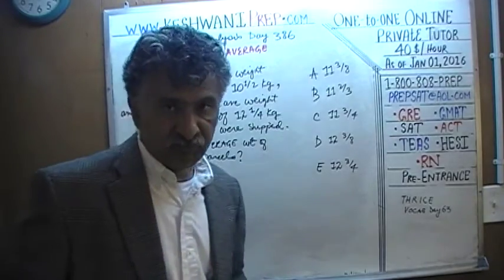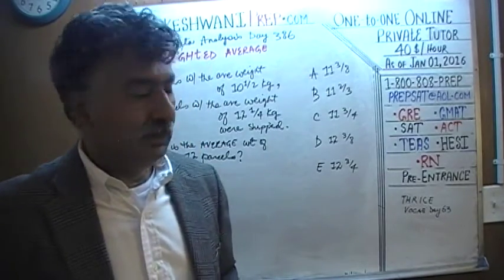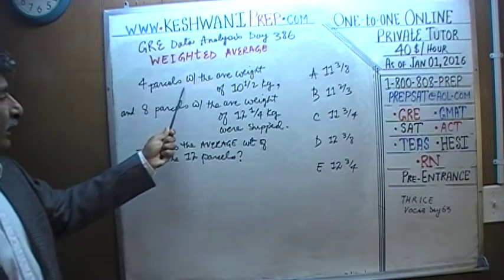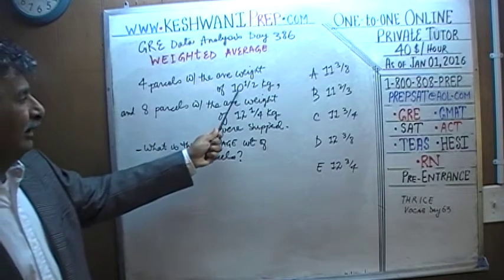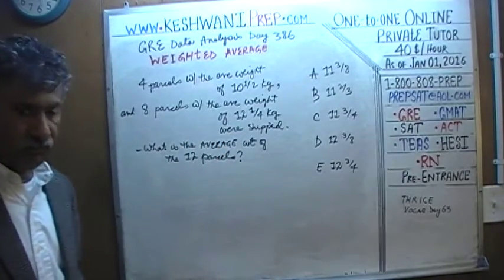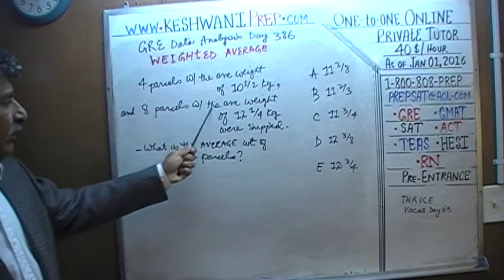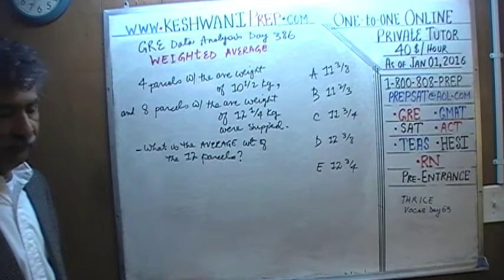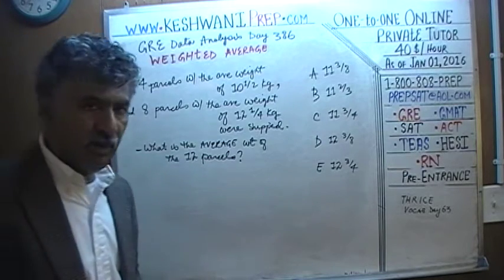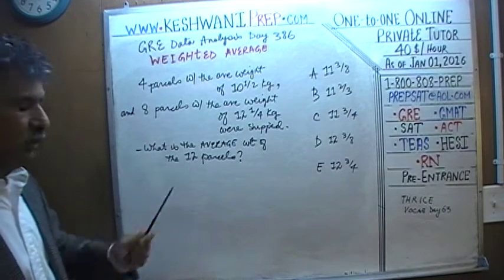We're going to ship 12 parcels. 12 parcels were shipped, we are told, four parcels with the average weight of 10.5 kilos. Four of those parcels weighed on average 10.5 kilos. And eight parcels with the average weight of 12 1/4 kilogram, that is, were shipped. The question simply is, what's the overall average? What's the average weight of the 12 parcels?